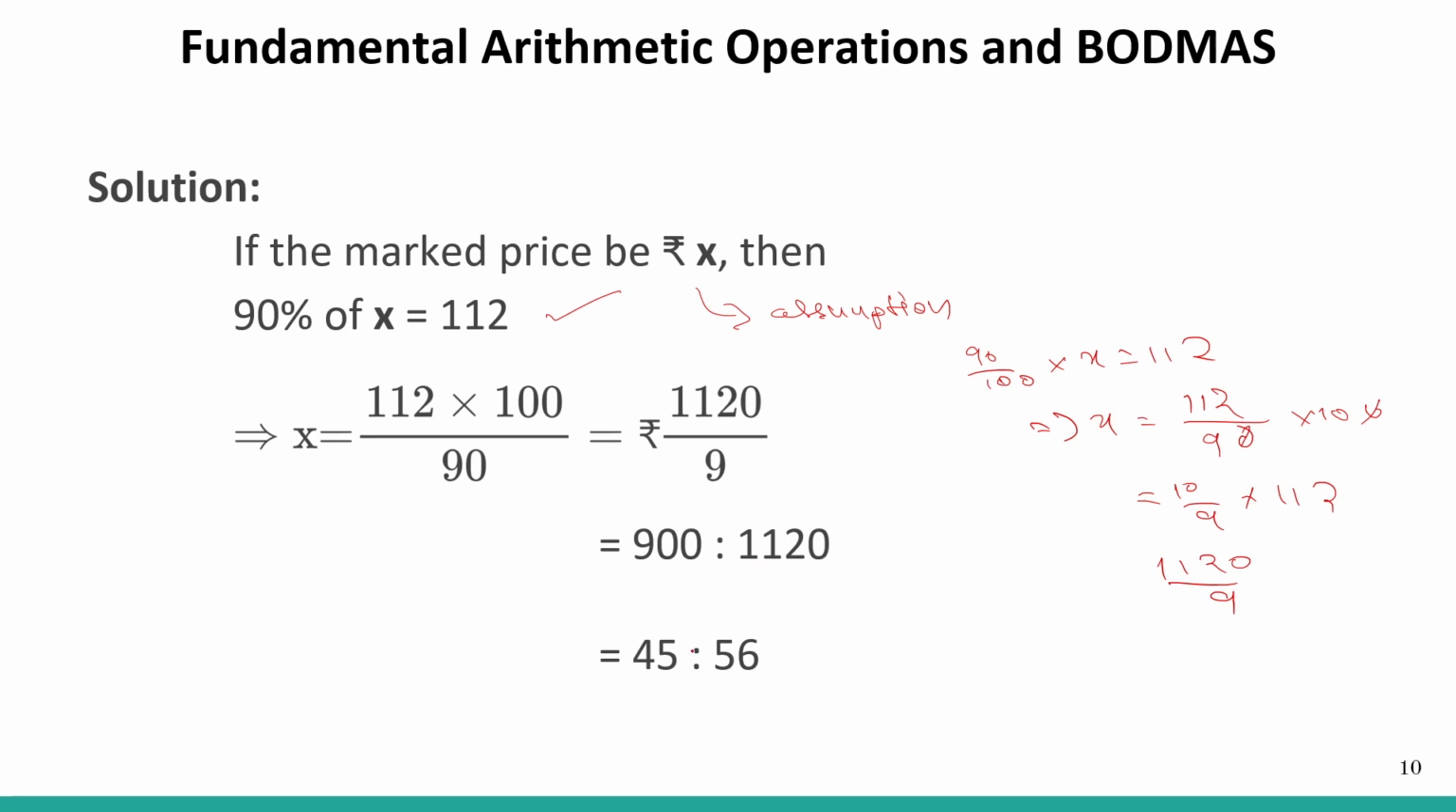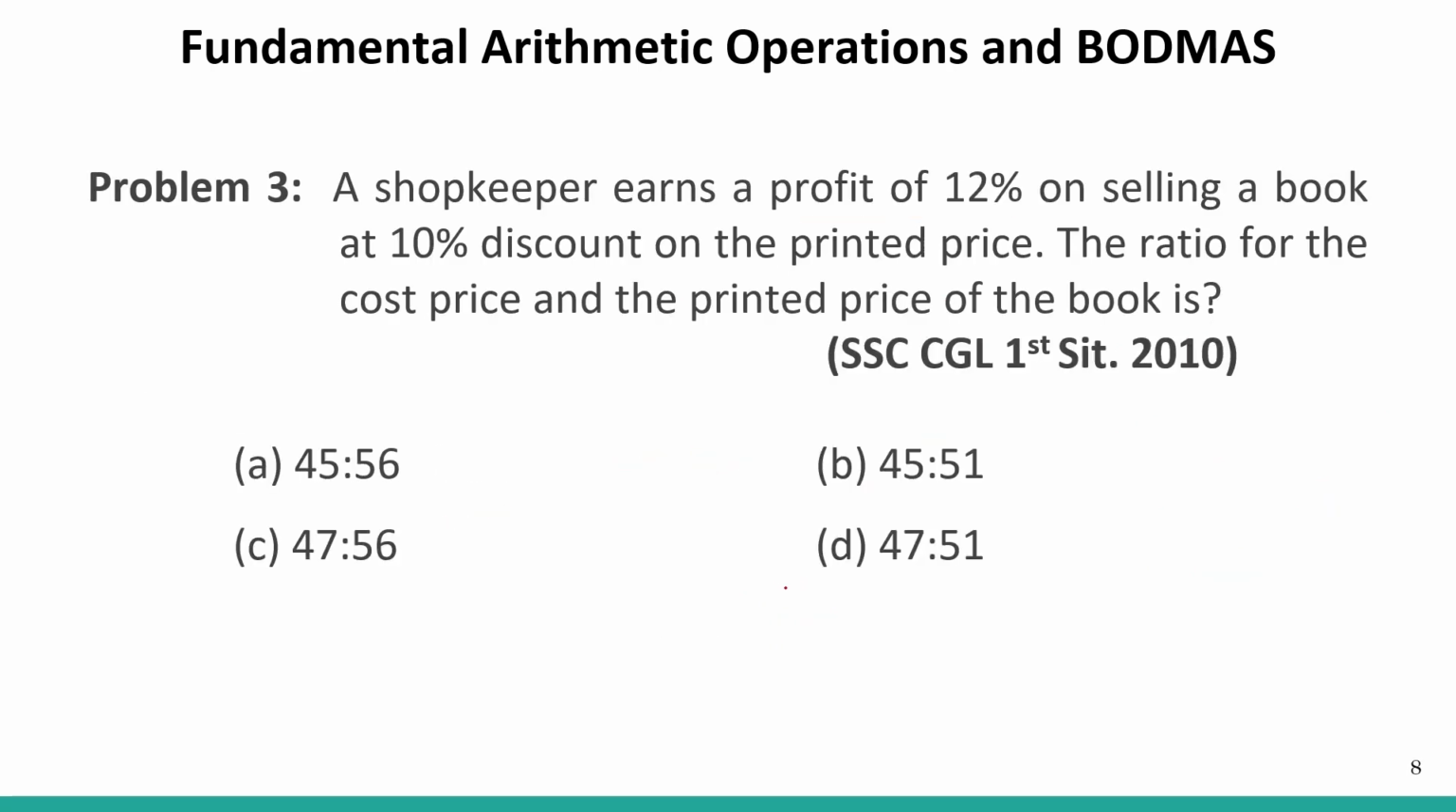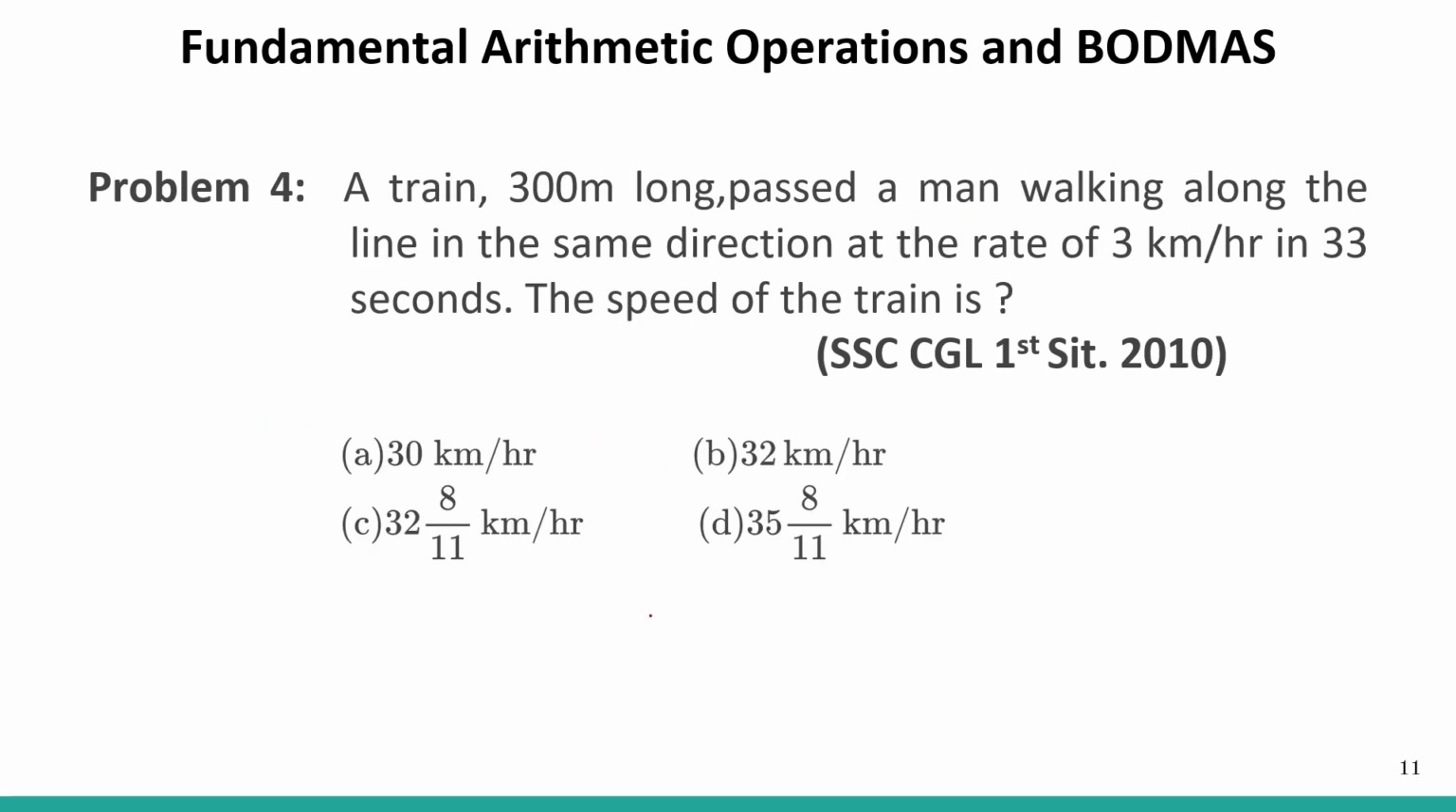So the ratio will be 45 is to 56, that is 900 is to 1120. So 45 is to 56 will be the correct answer. These are wrong answers. Let's see problem number 4.